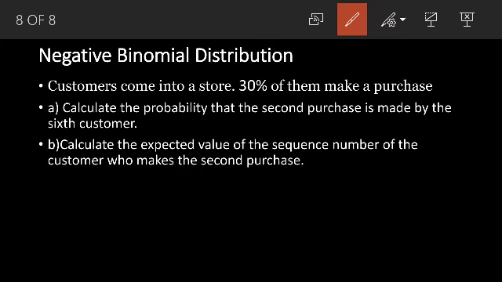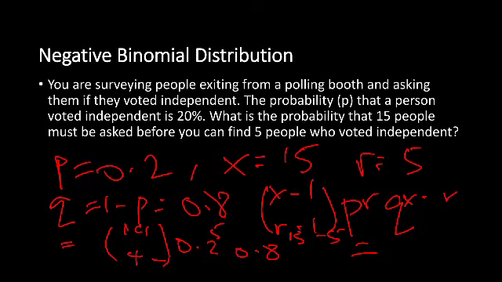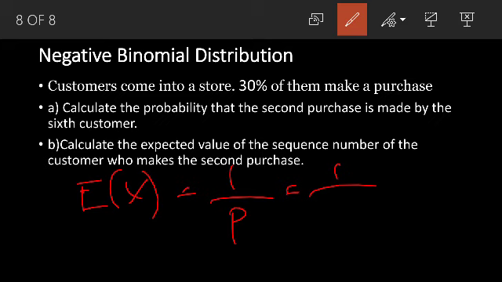Now the next question here says, calculate the expected value of the sequence number of the customer who makes the second purchase. The expected value there means the mean, that means expected value of x, and that is simply 1 over the probability of success, which means 1 over 0.3, and 1 over 0.3 gives us 3.33. So that's the answer to the question.